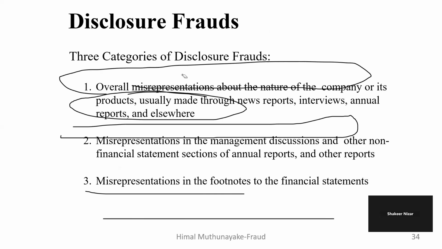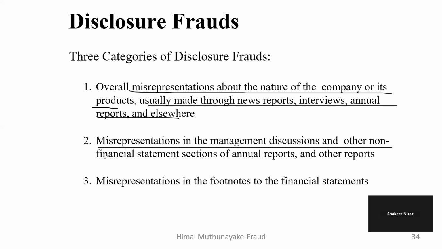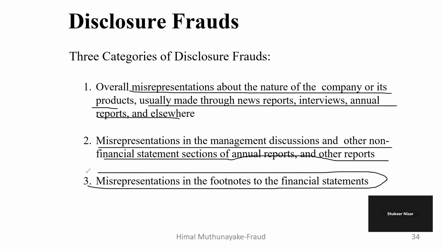Disclosure frauds. There are three categories of disclosure fraud. What are the three categories? Overall representation about the nature of the company and its products, usually made through news reports, interviews, and annual reports. Misrepresentation in the management discussion and other non-financial statement sections of the annual report. Misrepresentation in the footnotes, the FS footnotes. Disclosures of management are key milestones.